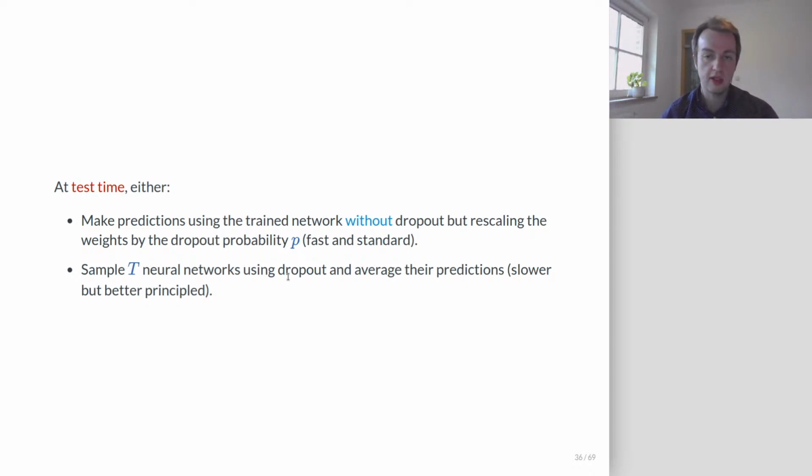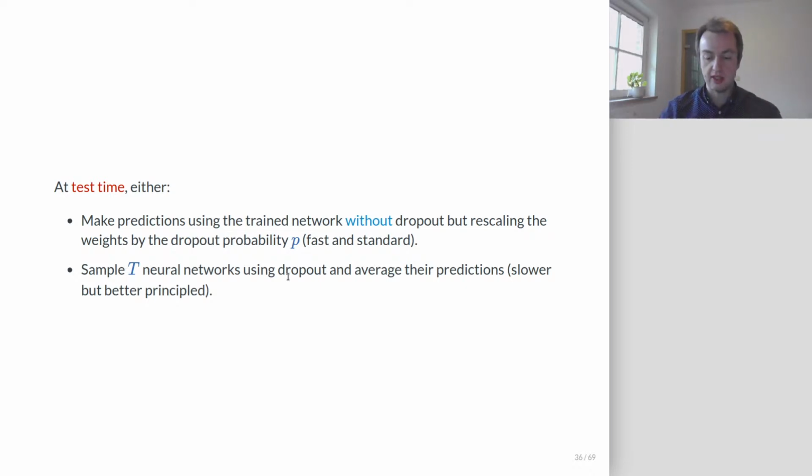This is the procedure which was originally defined in the paper. But this is actually not very strongly principled in my opinion, because this is not exactly how the network was trained in the first place. The network was trained by just taking this random subset of the nodes and then making predictions. So a better principled solution, even though it's slower, is to sample T neural networks using dropout.